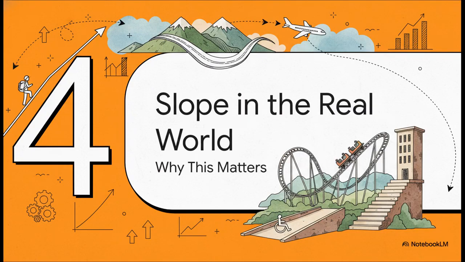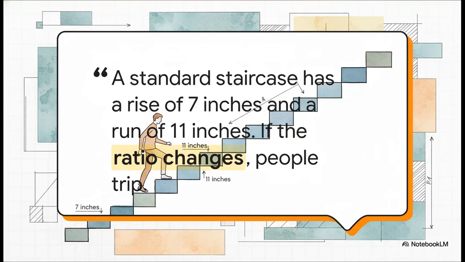Okay, I get it. This is cool for a math class, but does this whole rise over run thing actually matter in the real world? Oh yeah, big time. And it shows up in places you probably see every single day. Slope is literally built into the world all around us. Just think about walking up a flight of stairs. Your body develops this muscle memory for that exact steepness. And that's why building codes are so strict about it. If the slope isn't consistent, it's a safety hazard.